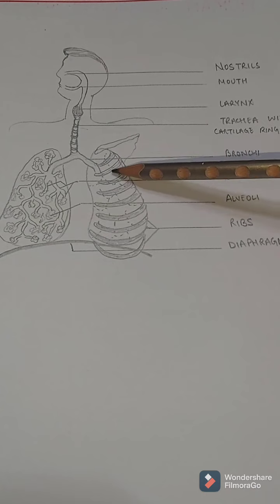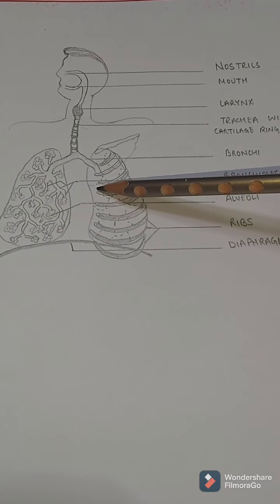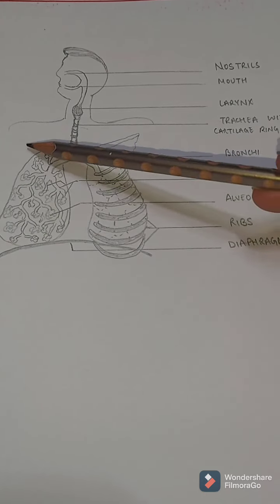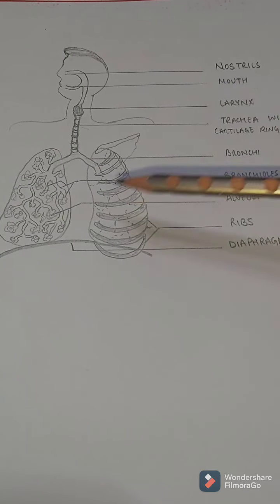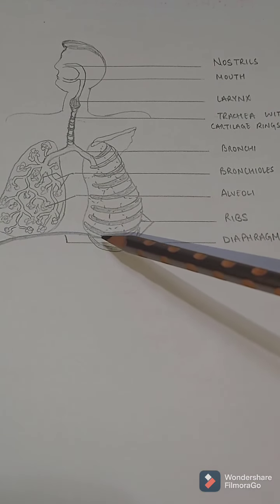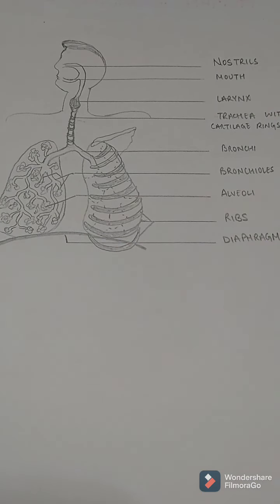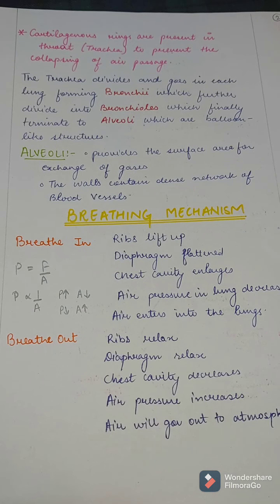So these are the ribs. Lungs are present in the rib cage. These ribs are also present here. So this structure here is the diaphragm. So now let us see what is the breathing mechanism. When we breathe in, that is when we inhale, our ribs lift up, the diaphragm flattens, and the chest cavity enlarges.